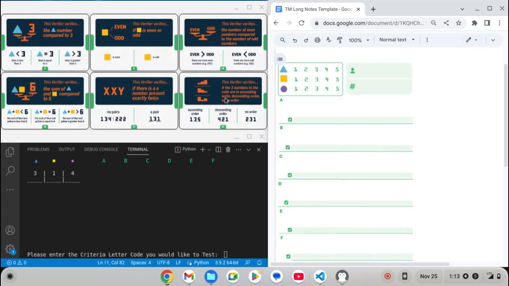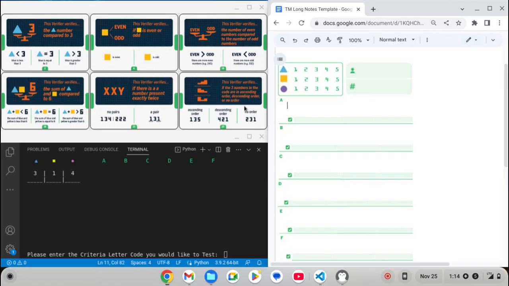And finally, criteria card F will take a look at our 3 digits, triangle to square to circle, and will let us know a little bit about the order of the digits. Should the digits appear in an ascending order, meaning that they are increasing, as in the example 135, or could they appear in a descending order, or basically be decreasing, as in the example 421, or could it be that the solution has no order?